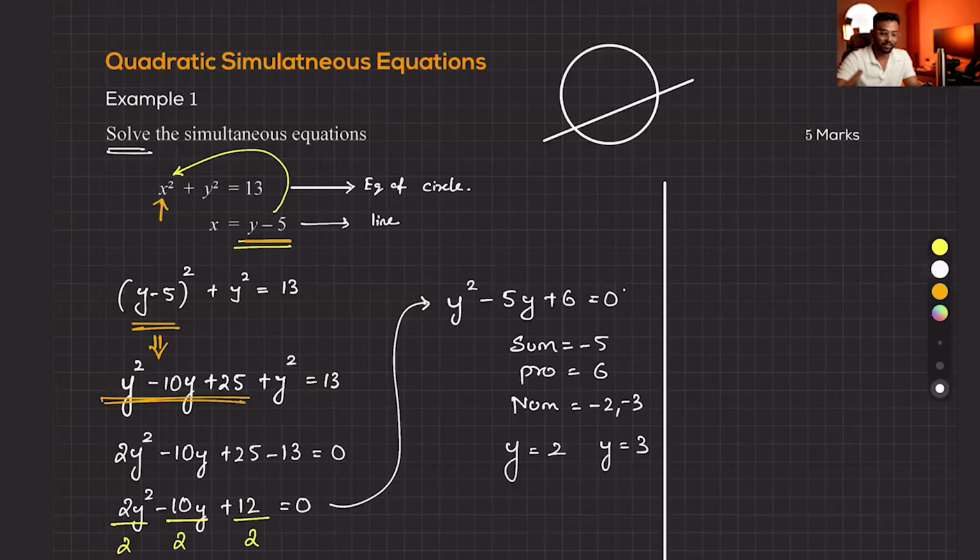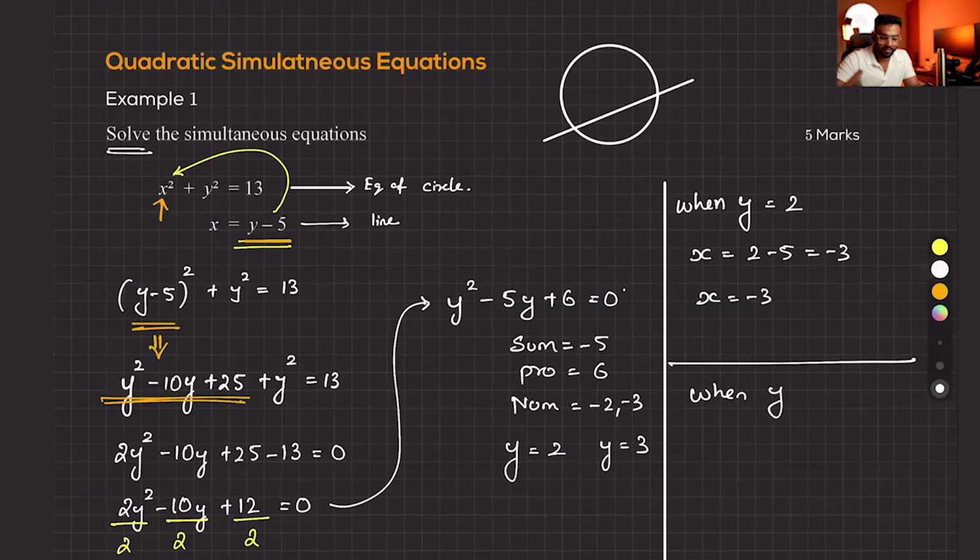Now, once you have done this, I'm writing when y is equal to 2, we've got to find the value of x. And to find the value of x, we will use this equation itself. X is equal to, correct? So x is equal to 2 minus 5, which is minus 3. So x is equal to minus 3. And then when y equals 3, we have x is equal to 3 minus 5. That's equal to minus 2. So x is equal to minus 2. So what are your final answers? You have 2, minus 3 and 3, minus 2.